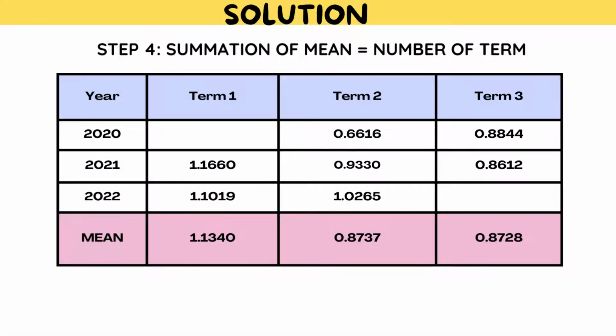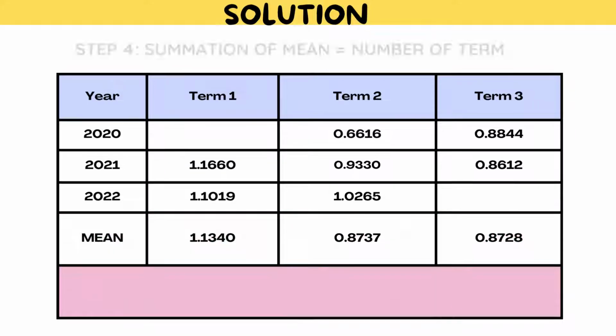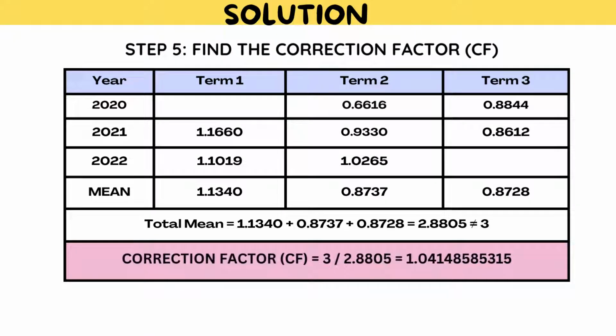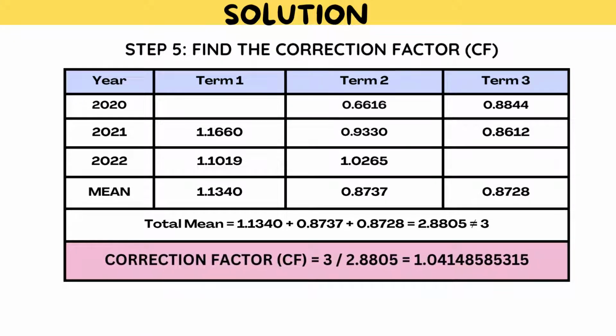Okay class, are you ready? Stand by your calculator please. Sum up all the three means: 1.1340 plus 0.8730 plus 0.8728. The answer is 2.8805. Oh, the answer is not equal to the number of terms. So, what should we do class? Yes, correct. We have to find the value of the correction factor. How many terms? 3. 3 divided by our total mean, which is 2.8805, and the answer is 1.0415.